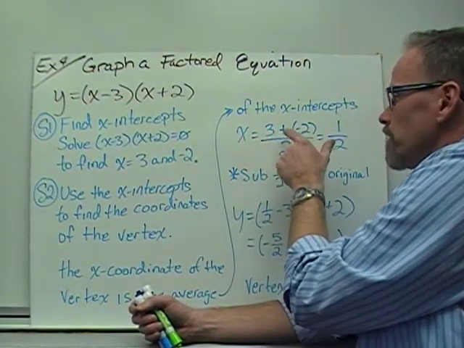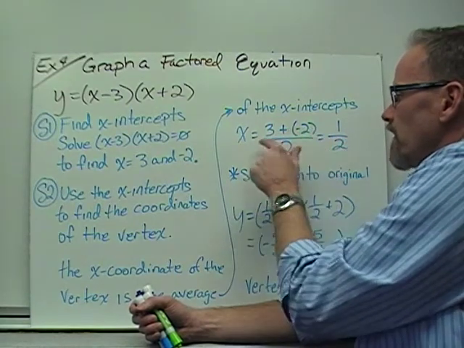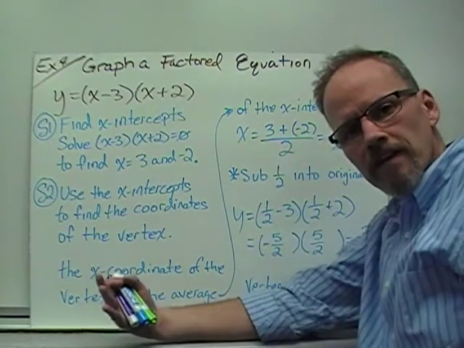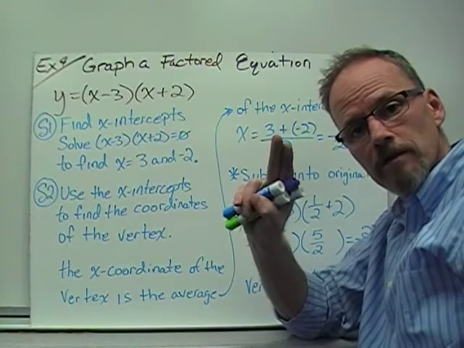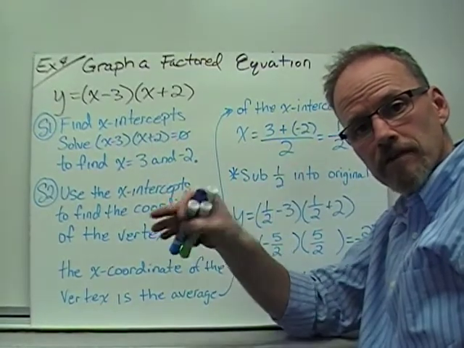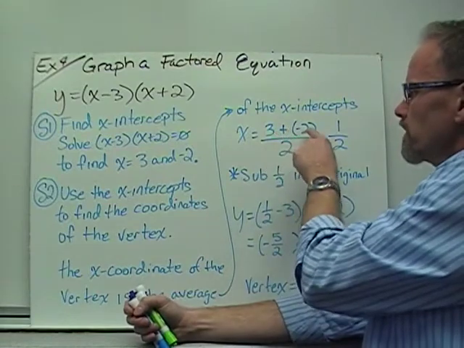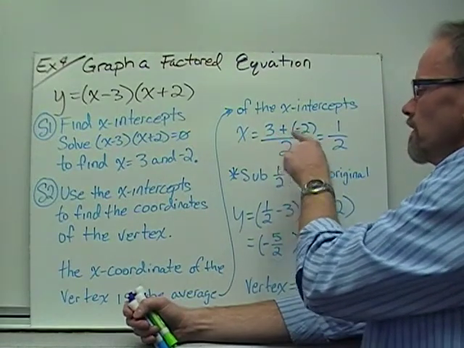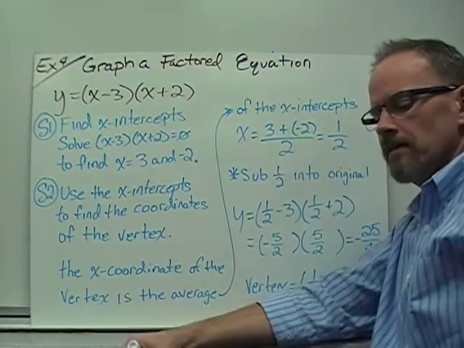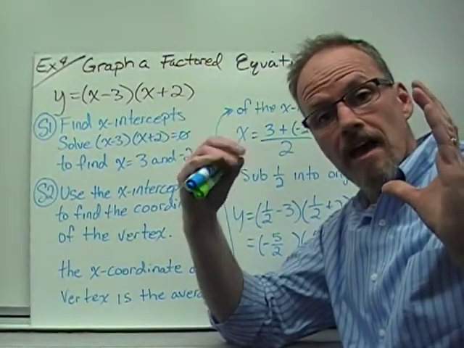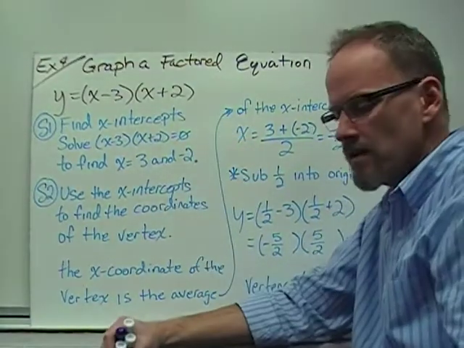So plug it in. 3 plus a negative 2, divided by 2. How do we find the average of two things? We take the sum and we divide it by 2. So 3 plus a negative 2 divided by 2, that is 1/2. Now I have the x, 1/2, of the vertex.